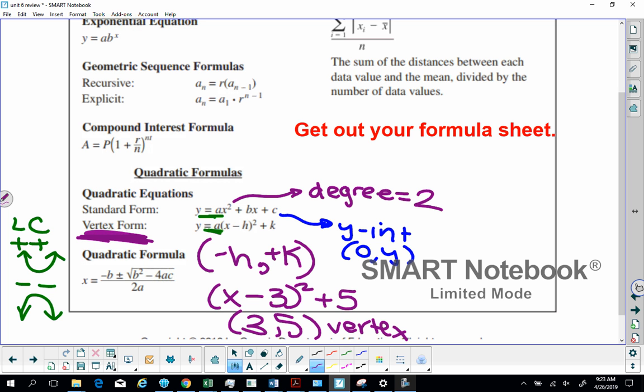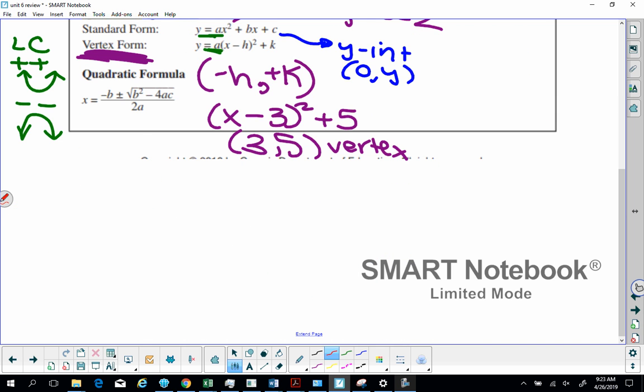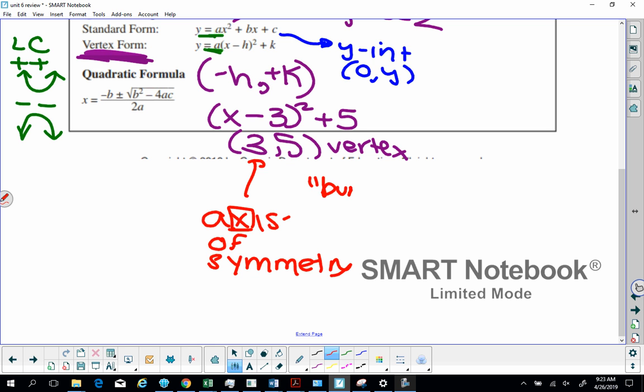Cool. Which number here is my axis of symmetry? The 3 or the 5? You have a 50-50 shot of getting it right. Yay! 3. It's your axis of symmetry, the x-coordinate of your vertex. Axis of symmetry. Does that make sense? You also know that this is your bump in your graph.